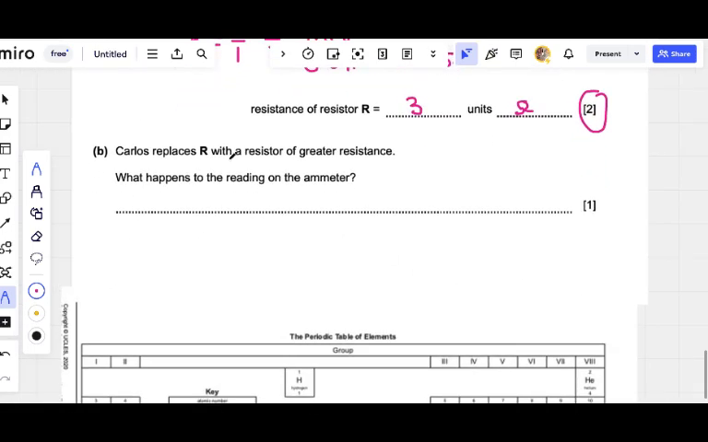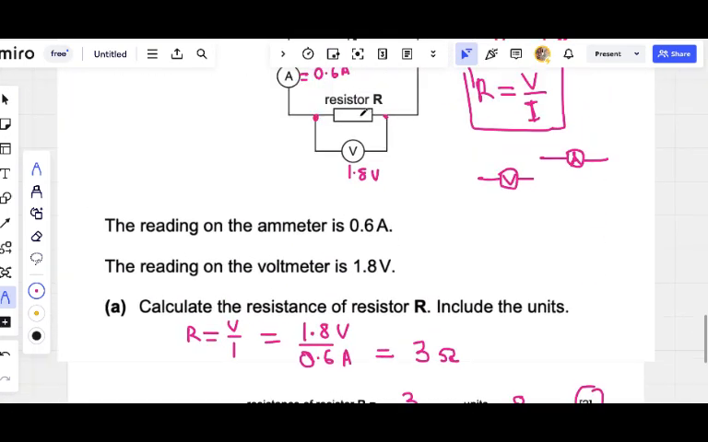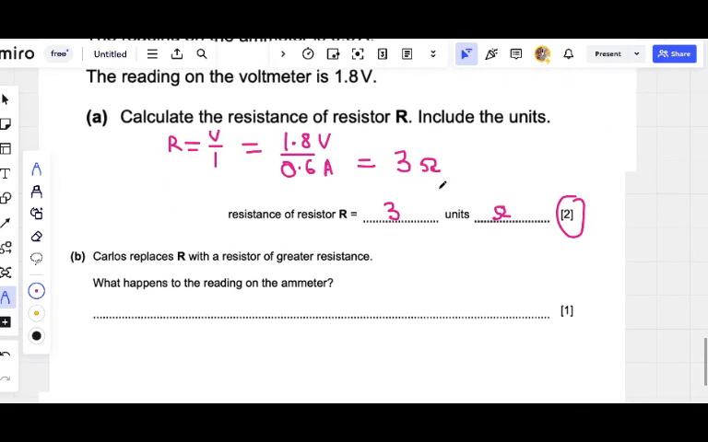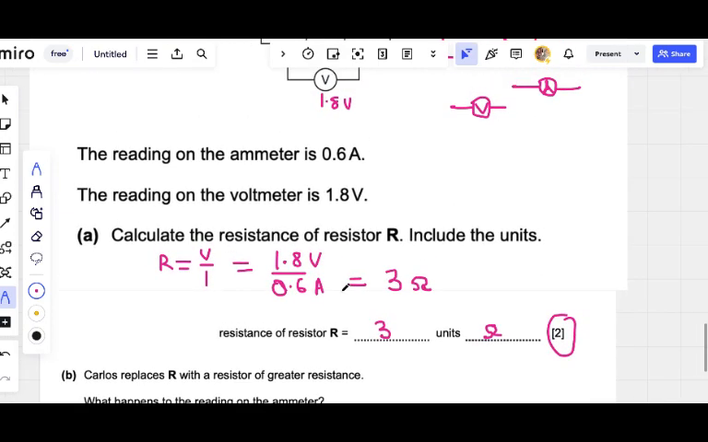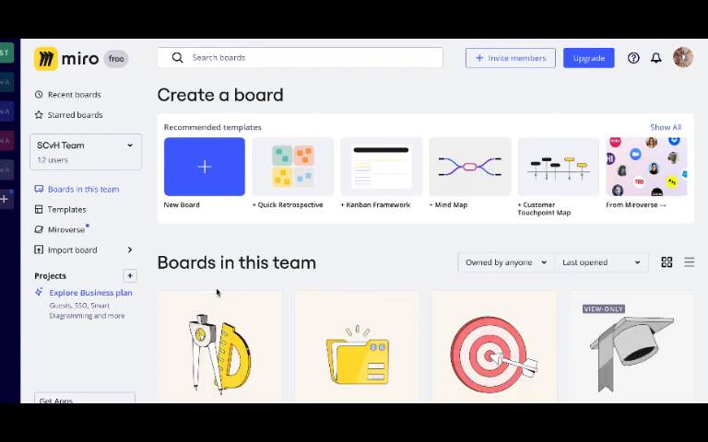Now it says, Carlos replaces R, this R, with a resistor of greater resistance. What happens to the reading on the ammeter? You know, if you increase the resistor, the value of the current goes down. They are inversely proportional. Look at the formula. Resistance is inversely proportional to the current.